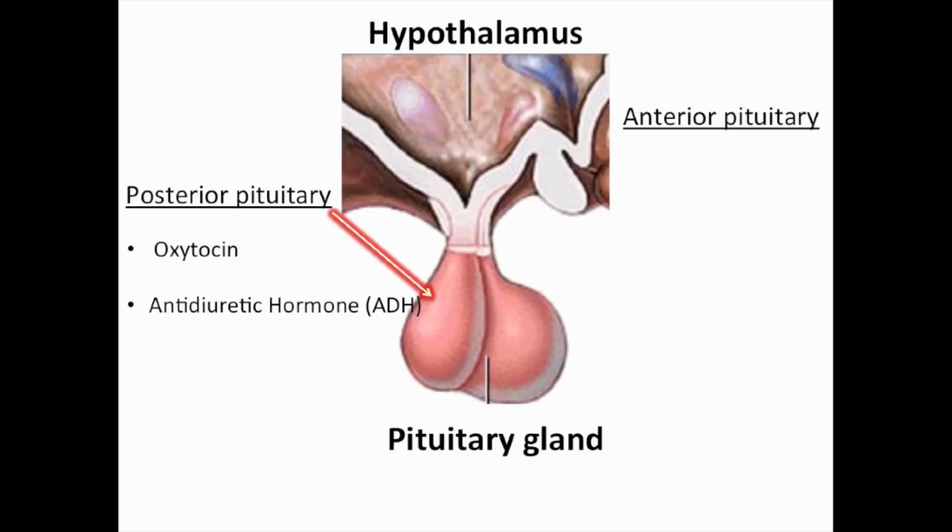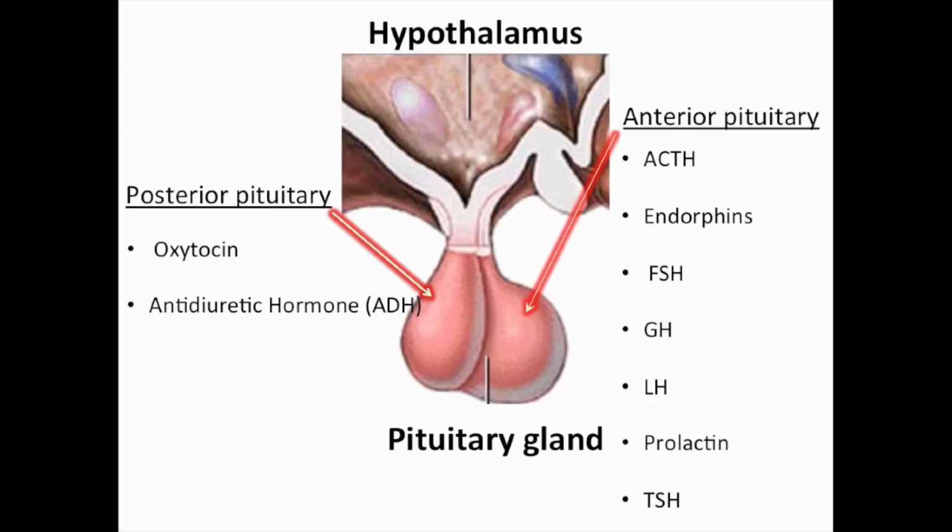The anterior pituitary, also called the adenohypophysis, or pars distalis, is seen on the right side. It synthesizes and secretes adrenocorticotropic hormone, endorphins, follicle-stimulating hormone, growth hormone, luteinizing hormone, prolactin, and thyroid-stimulating hormone.